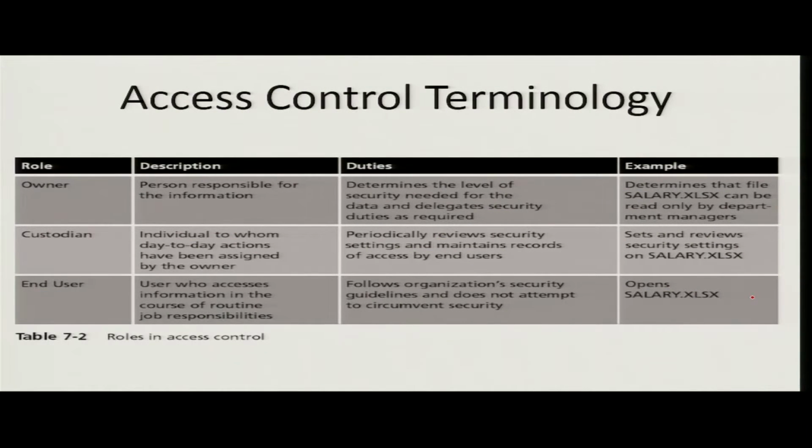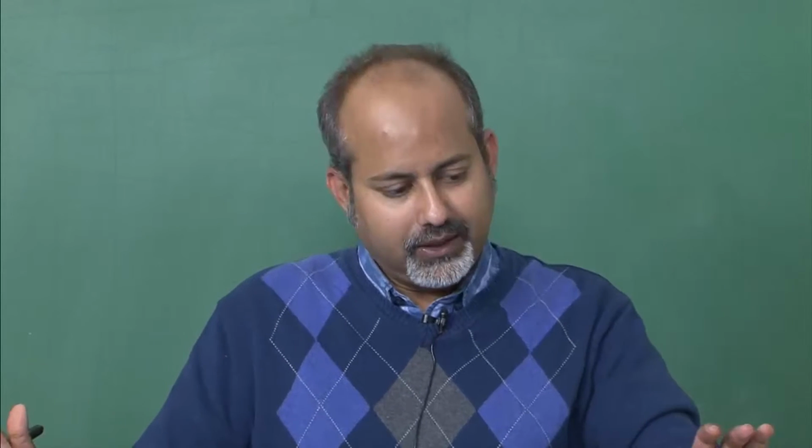Now, in terms of roles, the owner of a resource, the custodian of a resource, and the end user of a resource are distinguished. The owner is the person responsible for the information. For example, the owner might decide that this is a very important resource and I do not want everybody to access it, I only want certain people to access it. That is what the owner does, because the owner knows the value of that particular resource.